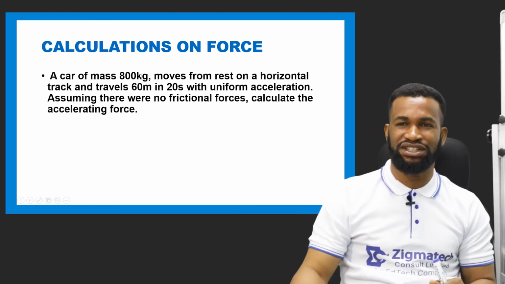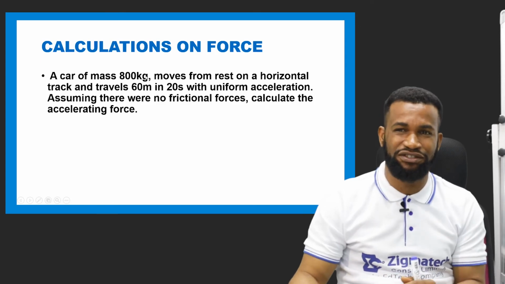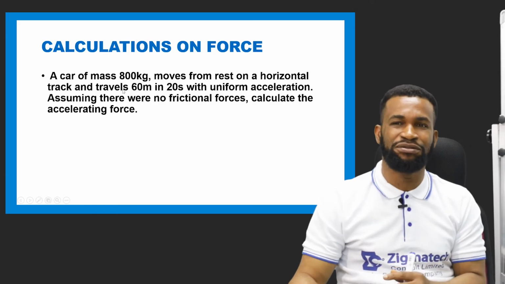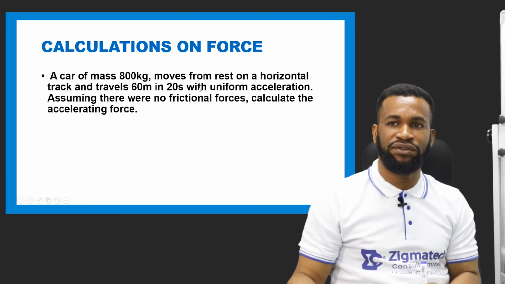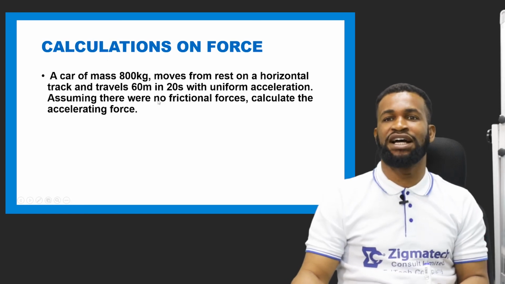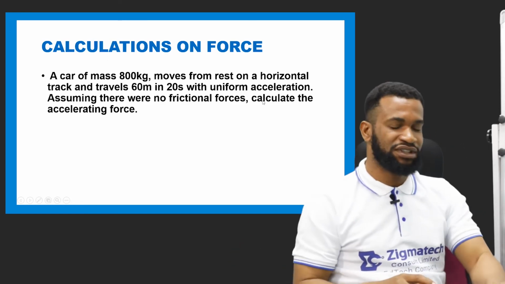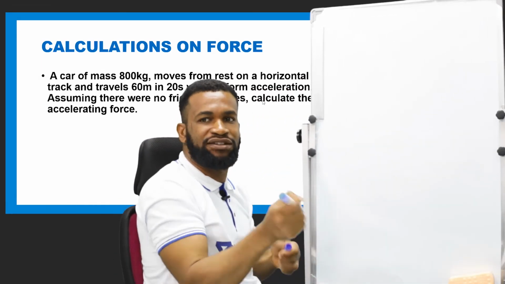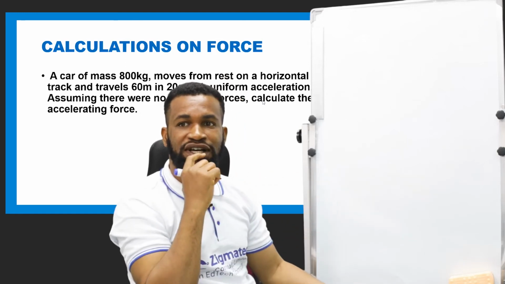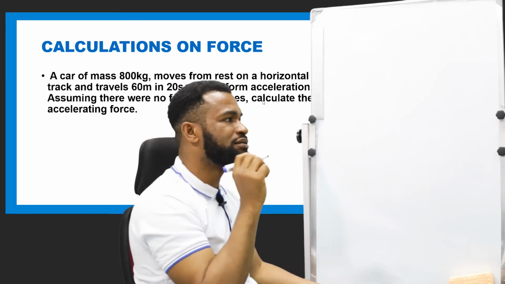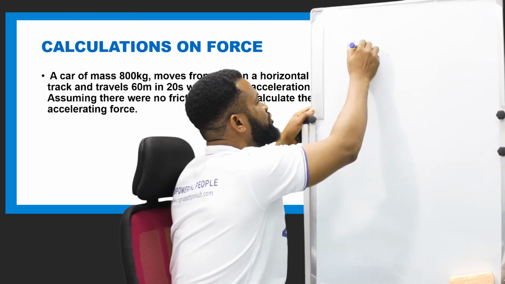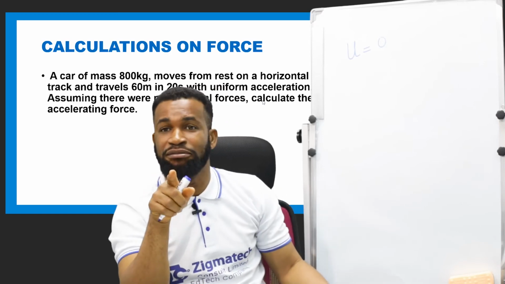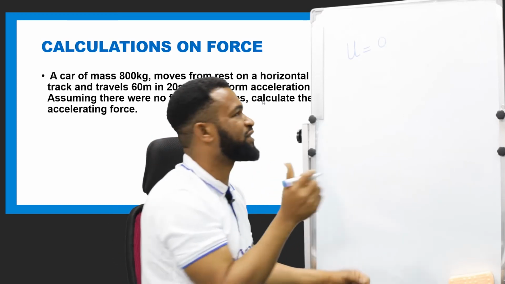A car of mass 800 kg, you see at this point, they didn't give us in grams, they gave us in kilogram, moves from rest on a horizontal track and travels 60 meters in 20 seconds with uniform acceleration. Assuming there were no frictional forces, of course, there is no frictional force at this point. Now a car moves from rest. Rest means that initial velocity is 0.